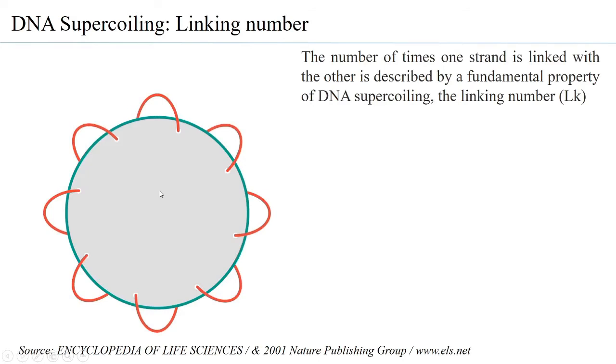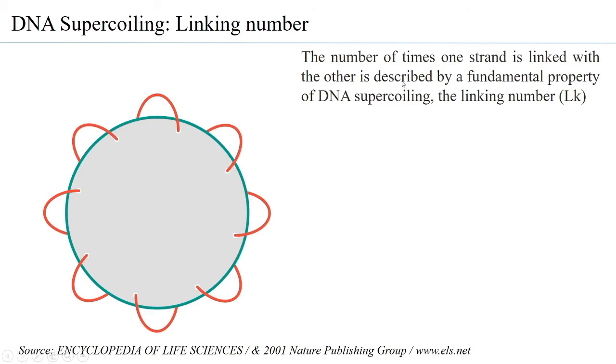So let's look at the instance over here. What we observe is that linking number is a topological feature of the DNA, and it is basically a measured parameter of supercoiling. That means it's a mathematical description of supercoiling per se. So therefore, what is linking number?